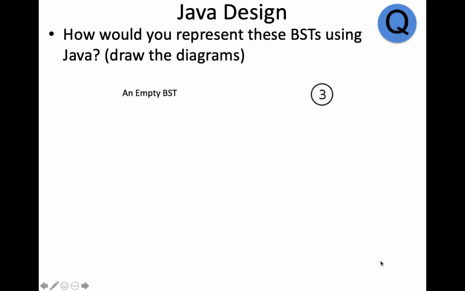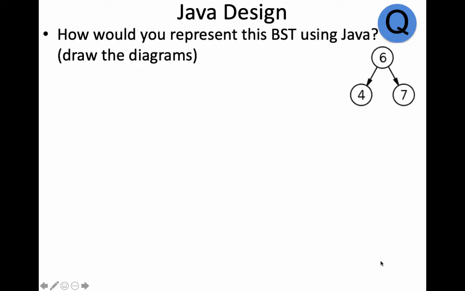A binary search tree with just a single node in it, and then a binary search tree that had like 3 nodes in it. So I want you to pause the video and try and identify what classes you would use and what instance variables each of those classes would have. So you should pause and I'll keep going.